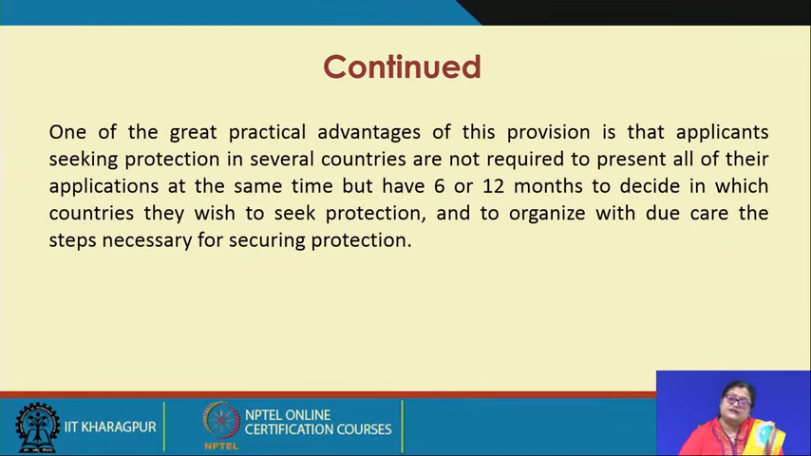One of the great practical advantages of this provision is that applicants seeking protection in several countries are not required to present all of their applications at the same time, but have 6 to 12 months to decide in which countries they wish to seek protection and to organize with due care the steps necessary for securing protection. So, it gives you time to take a rational decision, to work on your decision to find out where you are going to seek protection of your right.